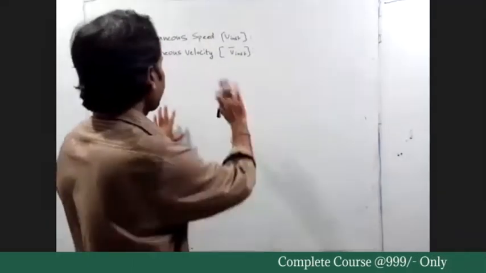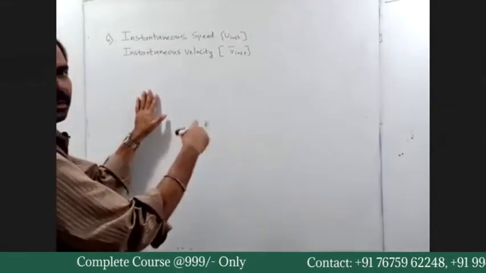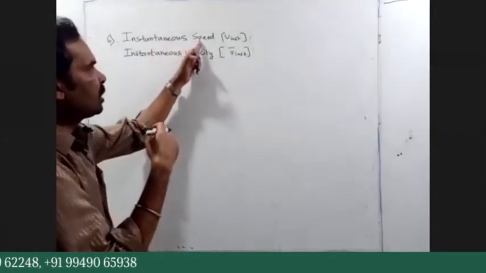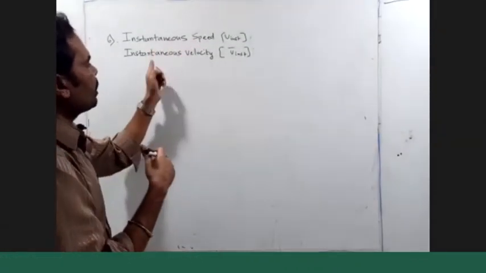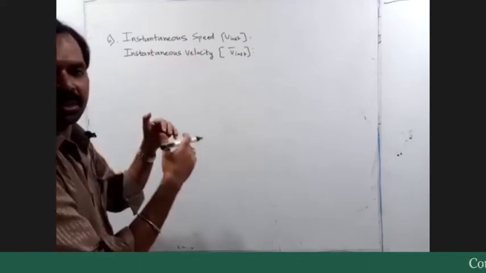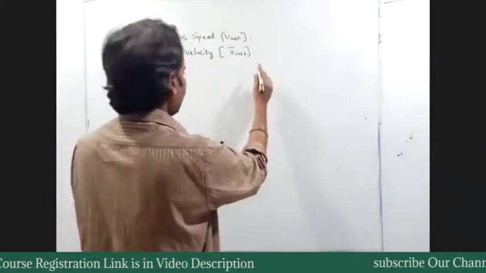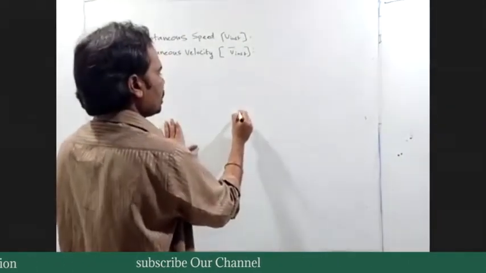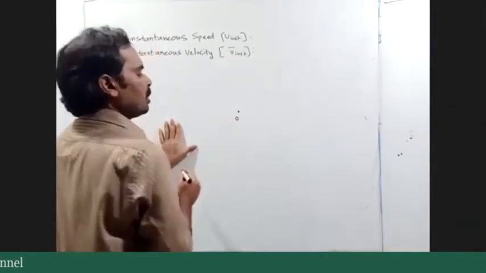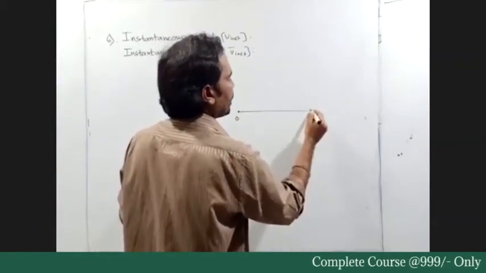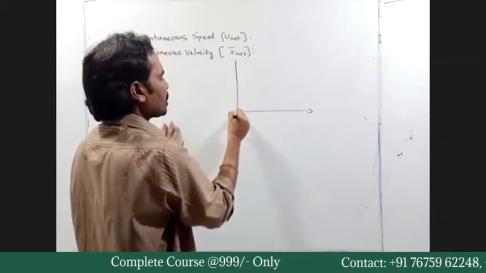Let me see the difference more clearly, how we can differentiate the average speed from the instantaneous speed. Similarly, how we can differentiate the instantaneous velocity from the average velocity, right? Again, the same moving particle I have considered. This is our origin reference point. With respect to this reference point, I can take the three dimensional frame of reference system.